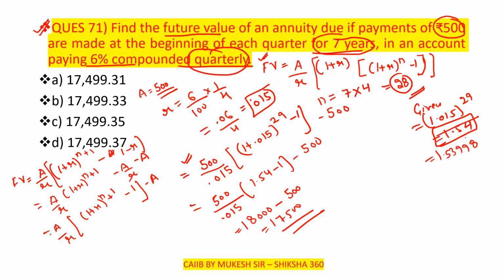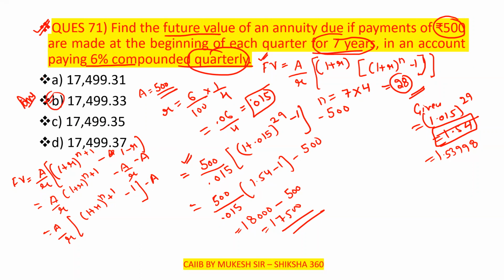1.53998. Like this way, this type of value we have to use. 1.53998 minus 1, into 500 divided by 0.015, minus 500. This comes out to 17499.33. Clear? So option number B is the answer here.